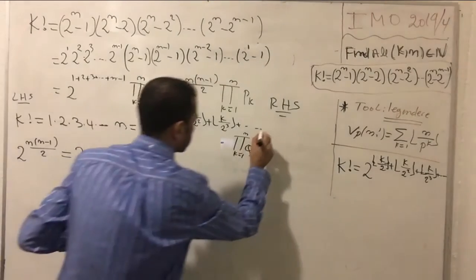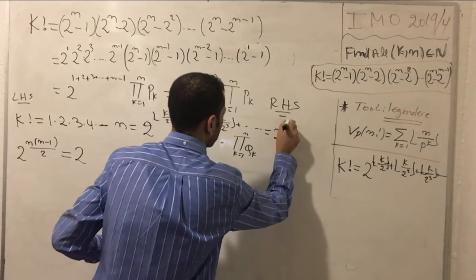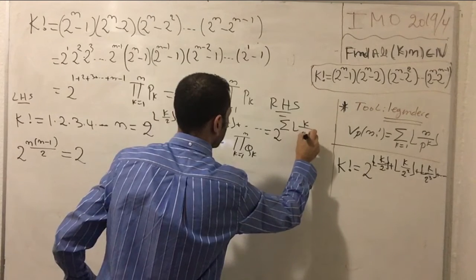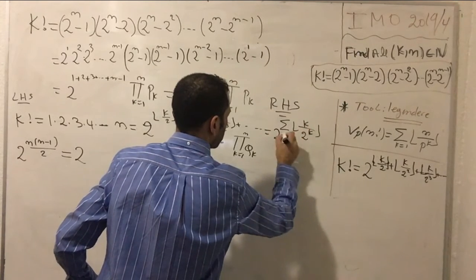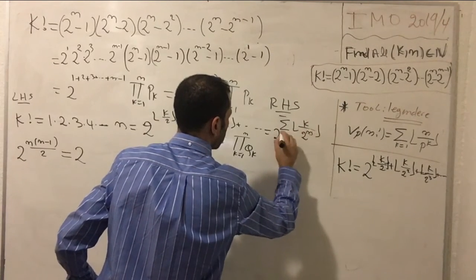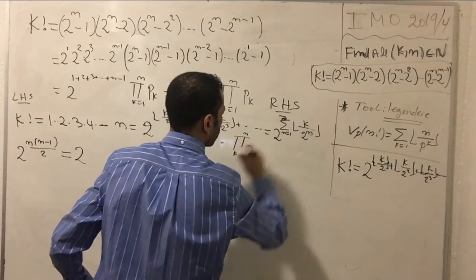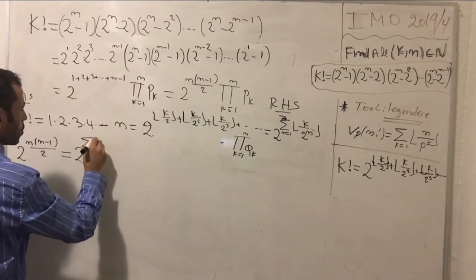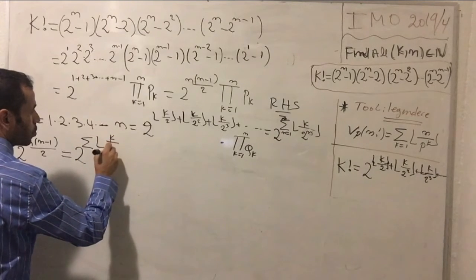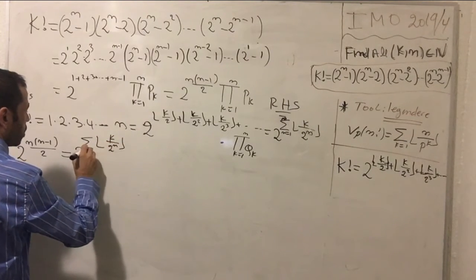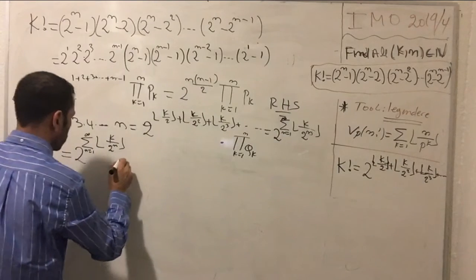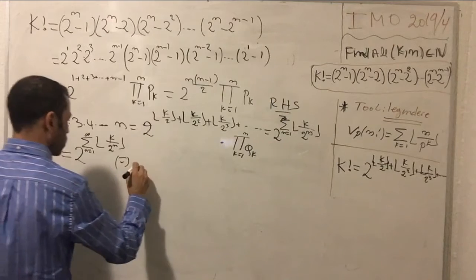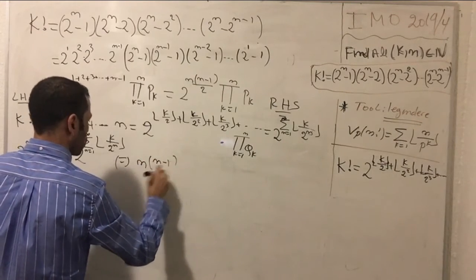So this one I can express as 2 to the sum of floor of k over 2^n, where n goes from 1 to infinity. The same thing here: this is the sum of floor of k over 2^n, where n goes from 1 to infinity. So equivalently, n(n−1)/2.